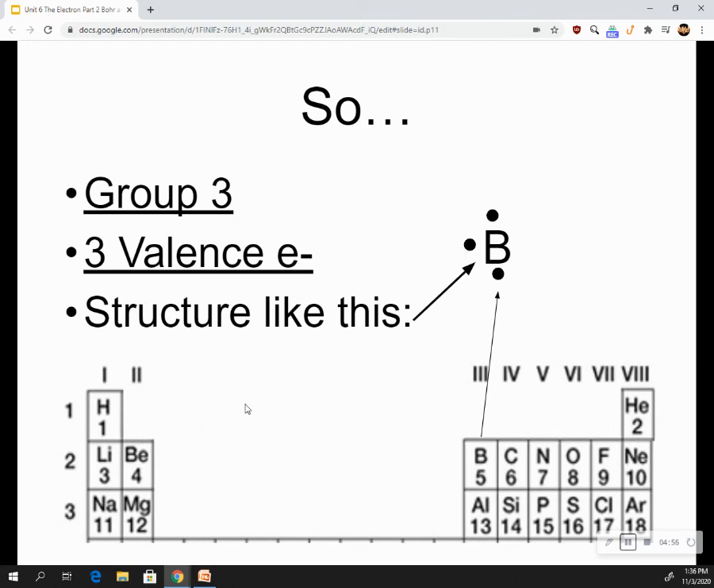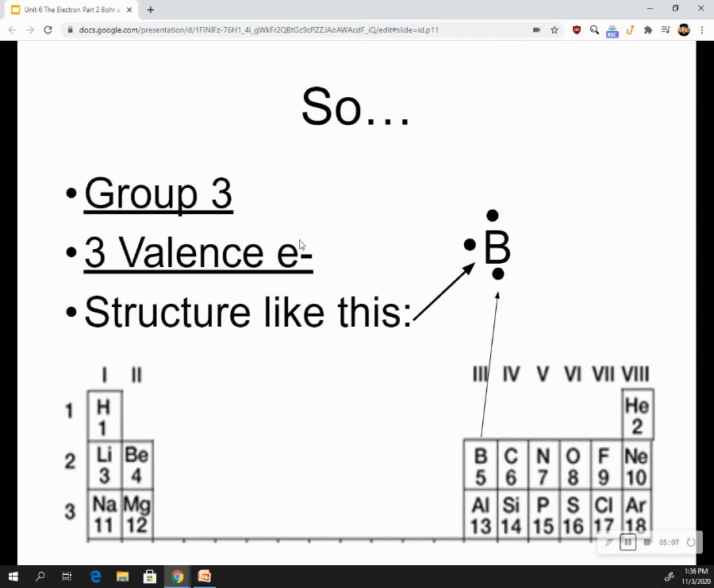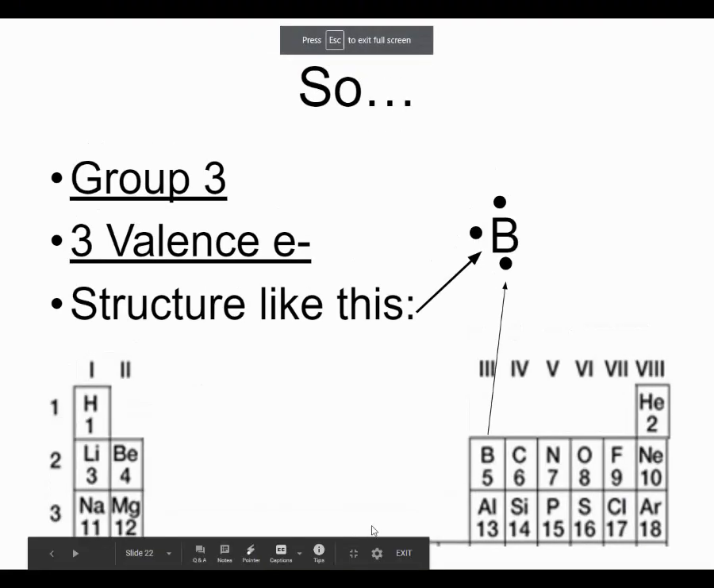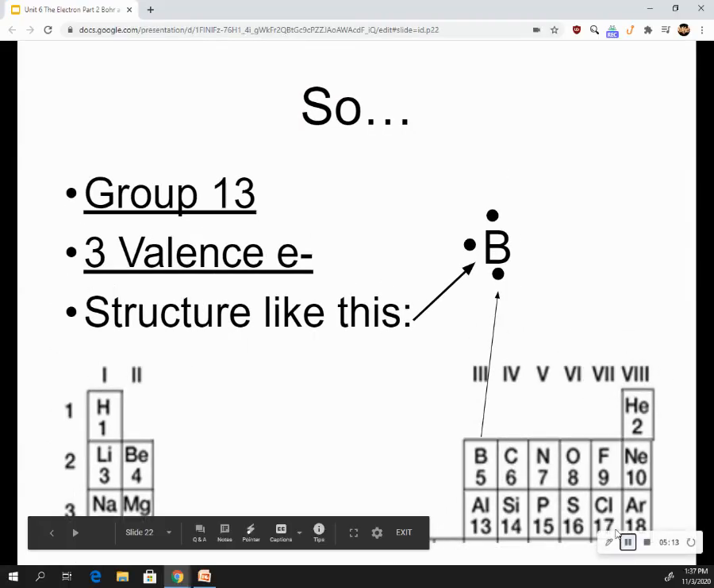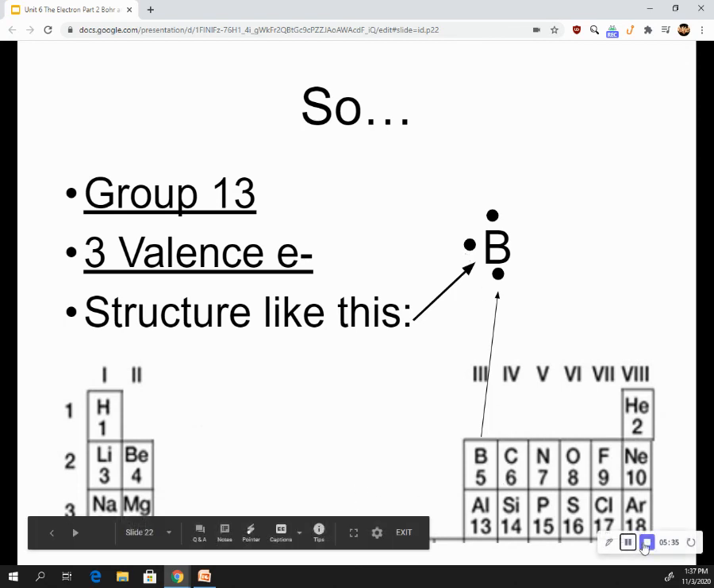So group 3 has 3, or group 13 has 3. All right. So if we do group 13, it has 3. I need to fix that as well. So the only thing that we need to worry about is that if we do group 13, 14, 15, 16, 17, 18, we just take off the 1, and that'll tell us how many valence electrons we have. And that just means our structure is then 3 dots around the symbol. And that's it. All right, that's it for today.